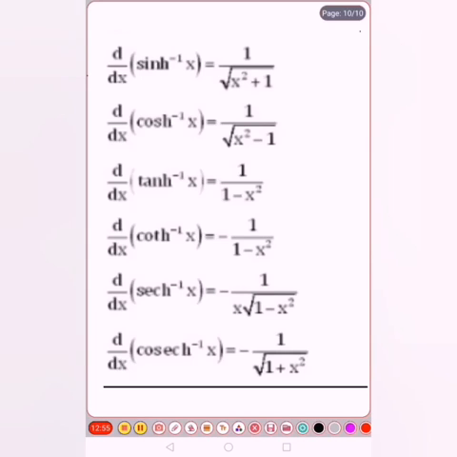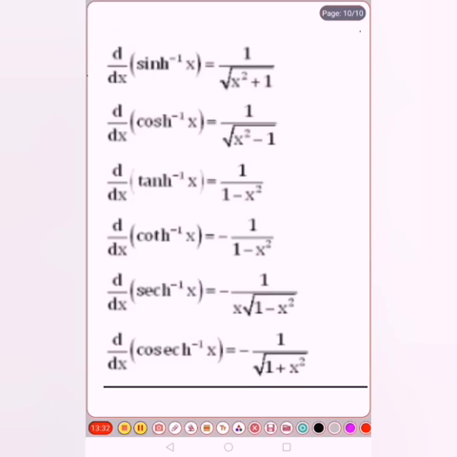Now the differentiation of inverse hyperbolic functions. Differentiation of sin h inverse of x is equal to 1 by root of x square plus 1. Now the second one, d by dx of cos h inverse of x, is equal to 1 by root of x square minus 1. Next one, differentiation of tan h inverse of x is equal to 1 by 1 minus x square.